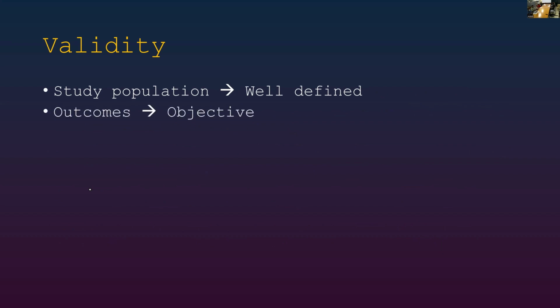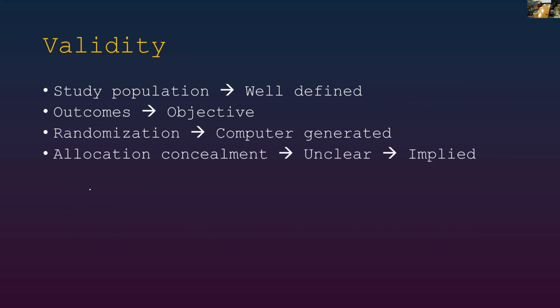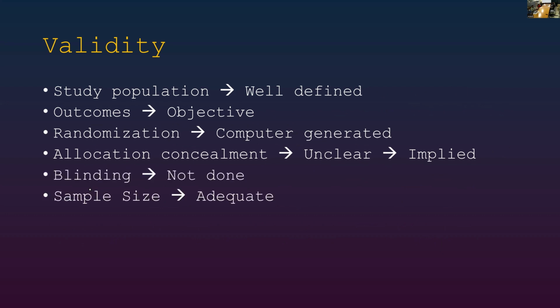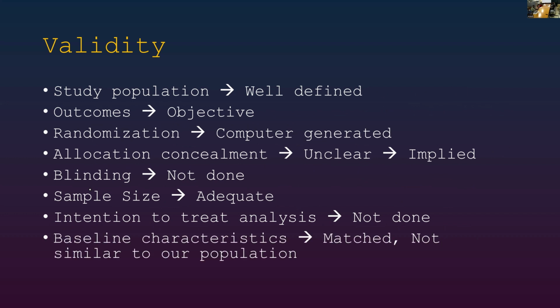Regarding randomization, they mentioned clearly it was automated and computer generated. Allocation concealment, they were not very clear about. They implied that it was done. Blinding, again, not done. Sample size appears to be adequate. Intention to treat analysis, unfortunately, was not done. And baseline characteristics were probably matched, but not similar to our population.